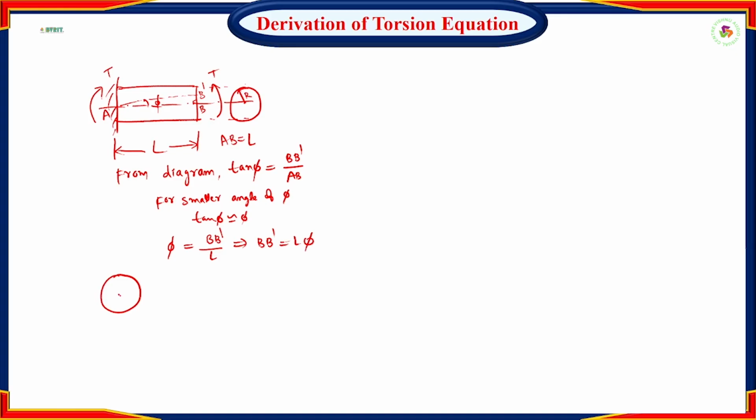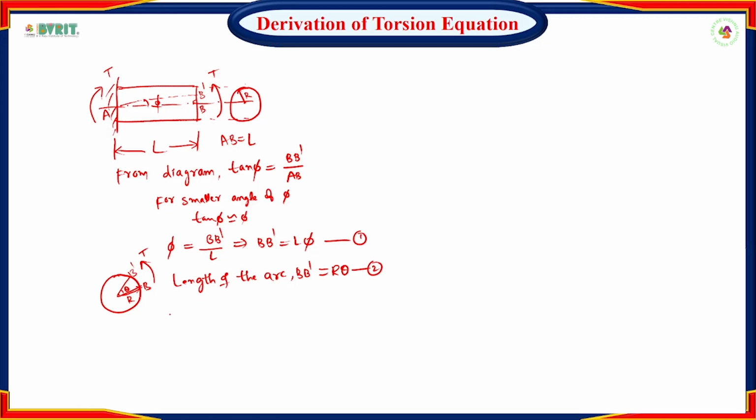Now, let us consider this is the radius of the shaft. This is the position B before application of torque, and this is B dash after application of torque T, like this, and this is angle theta. Now from this we can write the length of the arc BB dash will be the radius of the shaft into theta. Now let us consider this is equation 1, this is equation 2.